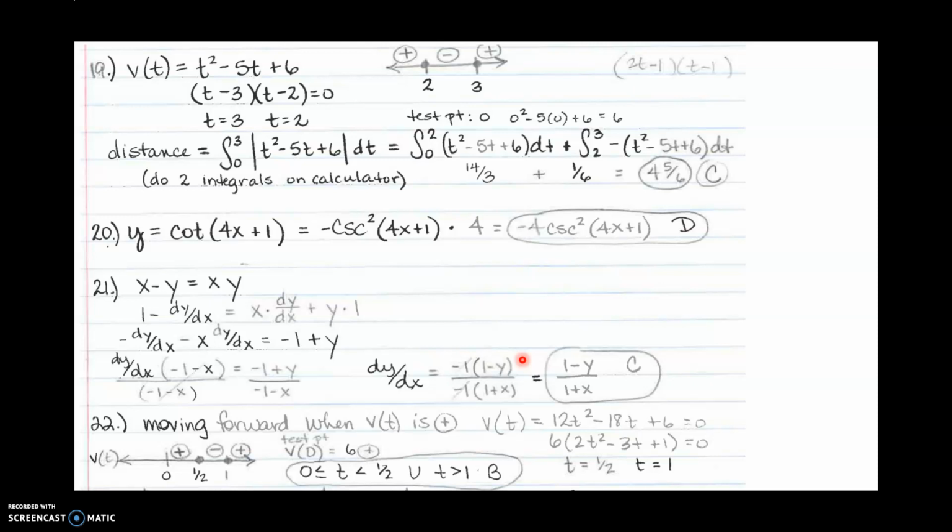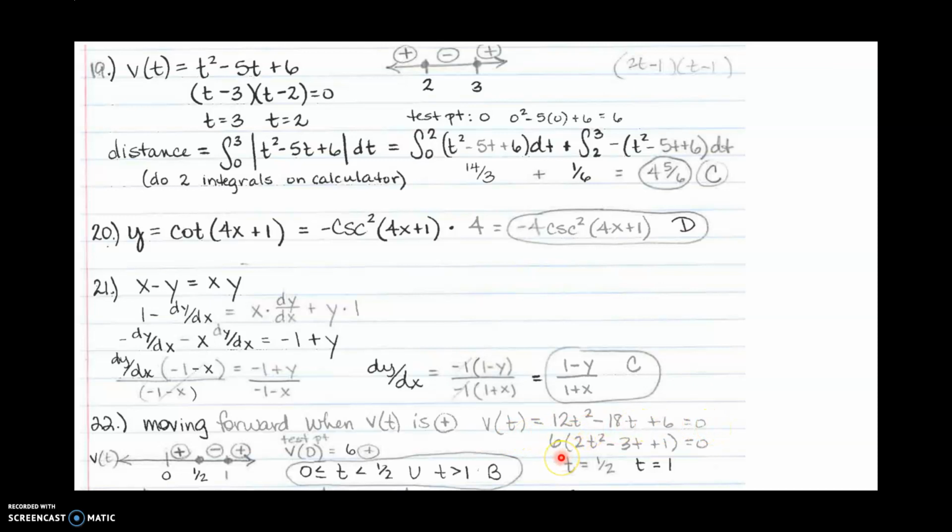A particle moves forward when its velocity is positive, it moves backwards when its velocity is negative, and it's at rest when its velocity is equal to 0. So I could ask you any of those things. So for this one, we're going to take our velocity and set it equal to 0 and solve it.